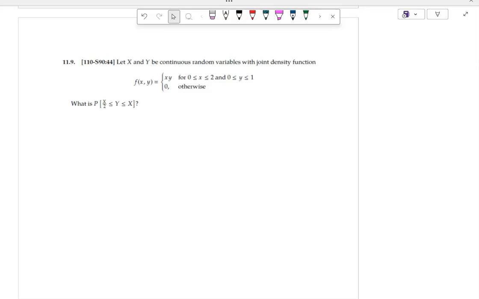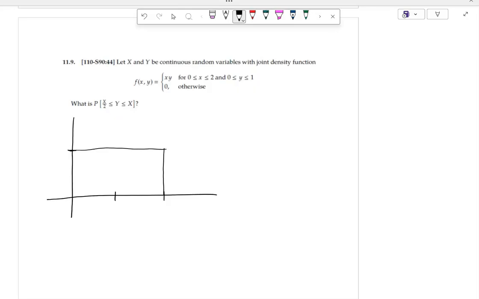Let's look at this part here. It's asking you for the probability that the y value is in between x over 2 and x. So again, like you do in calculus, it's important to draw your pictures. At least I think it's important to draw your pictures. All right, so your x's go 0 to 2. Your y goes 0 to 1. So your sample space really is that rectangle.